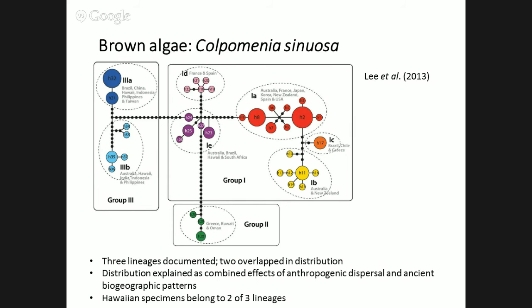And they attributed the distributions as combined effects of anthropogenic dispersal and ancient biogeographic patterns, which I think sums it up pretty nicely for a lot of the things that we're looking at here today, that humans are probably involved in the distributions that we're seeing, that there has been so much traffic, both inadvertent and perhaps in some cases purposeful plantings of things, that the distributional patterns that we're trying to untangle are very much overwritten in a lot of cases by more recent events.